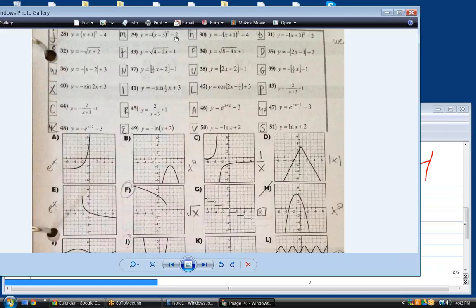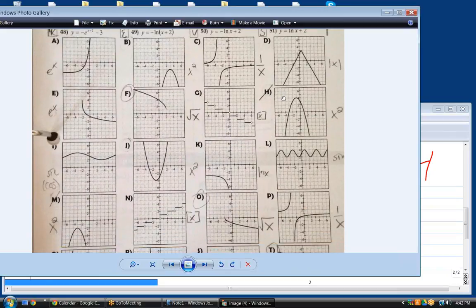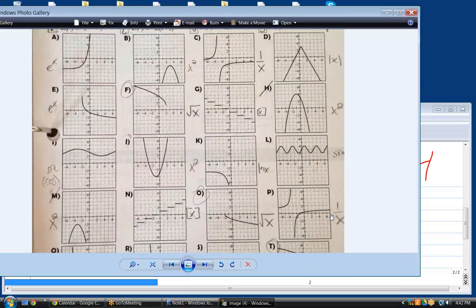And what's the consequences of the minus 2? Moves it down 2. All right, so we're looking for an upside-down parabola that's 3 units to the right and 2 units down. We see anything like that? Yeah, M. Oh, no, that's the left. So it would be B. Okay. B is 3 units to the right, 2 units down.